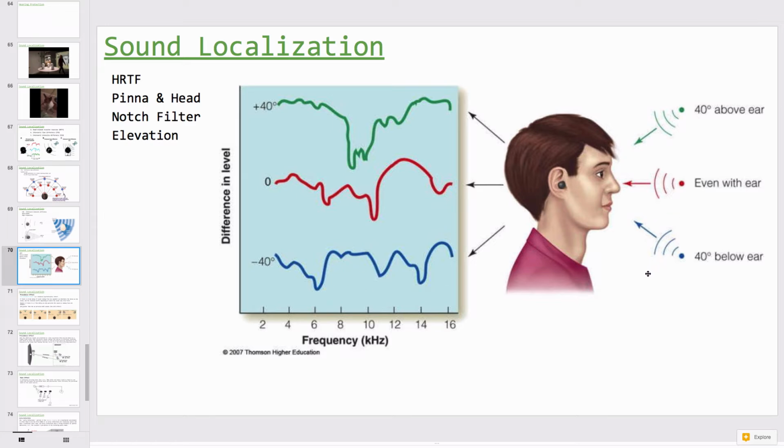So our brains and our hearing system is really quite good at using these different cues, these different timing cues, these filtering cues, and these level cues to help us locate where sounds are coming from. We're pretty good at that.